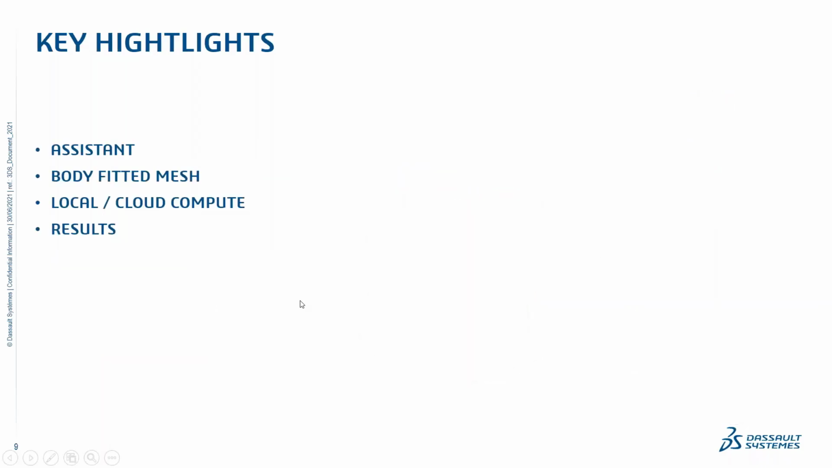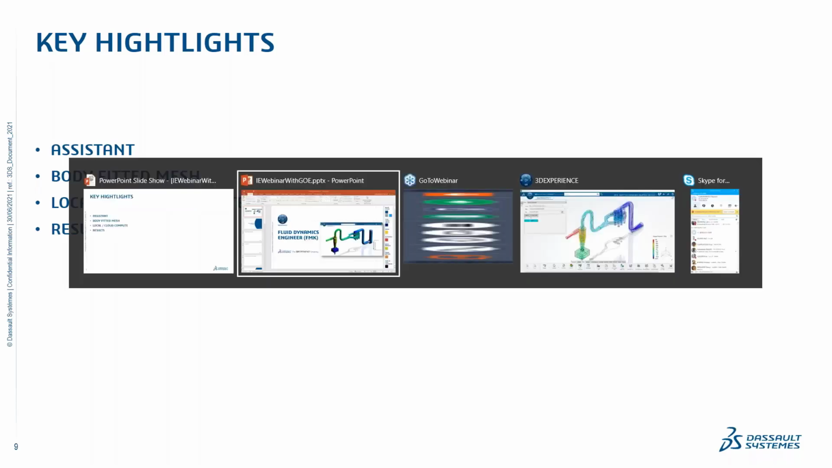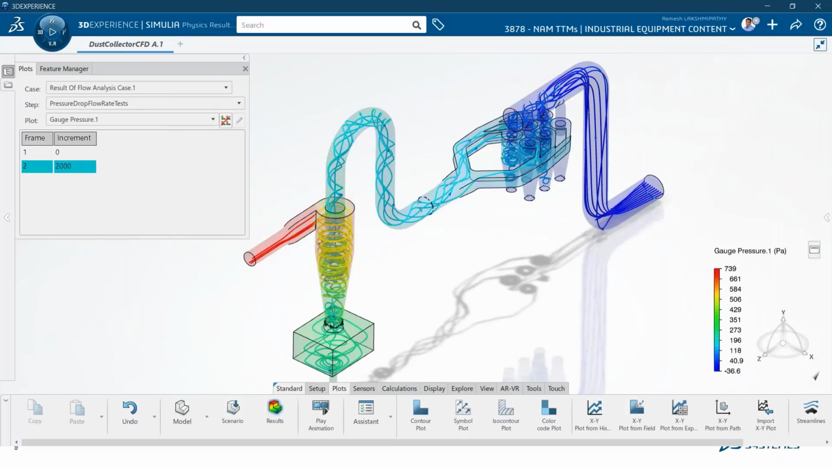So what I want to do is start off with some key highlights. I'm going to talk a little bit about the assistant, the body fitted mesh, the compute options, and then we'll take a look at some key results on the baseline design. I'm going to go ahead and switch to my simulation of fluid dynamics engineer role on the 3DEXPERIENCE platform. I have a result already run, but that's not what I want to start off with.